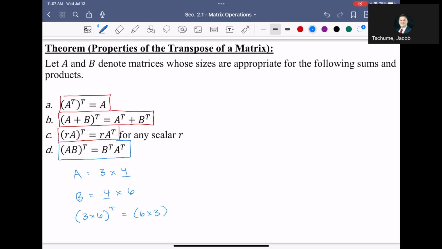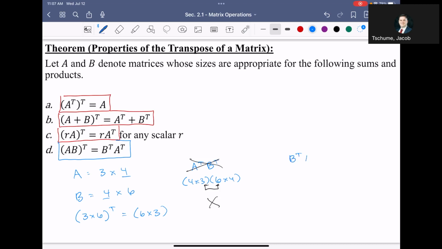But let's assume that you forgot to flip-flop when you distributed it in this idea. So if I were to do A transpose B transpose, which I know should not be right, the transpose of A would be a 4x3 matrix, and the transpose of B would be 6x4. As you can see, these inner numbers don't match, and thus you cannot multiply those together. So that's why this one doesn't work.